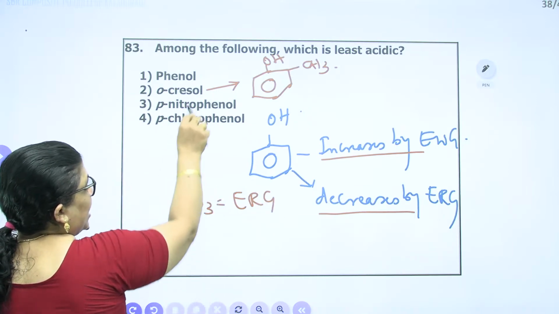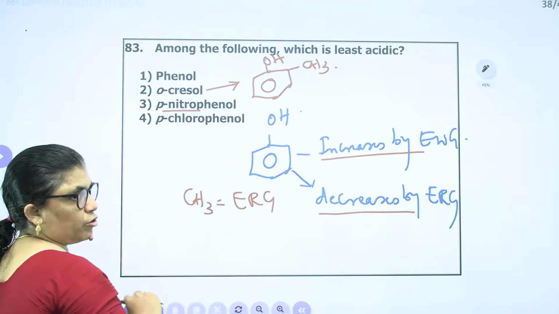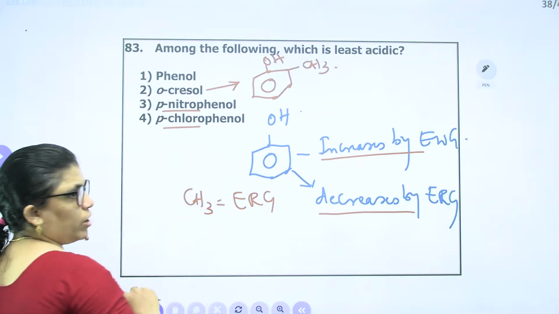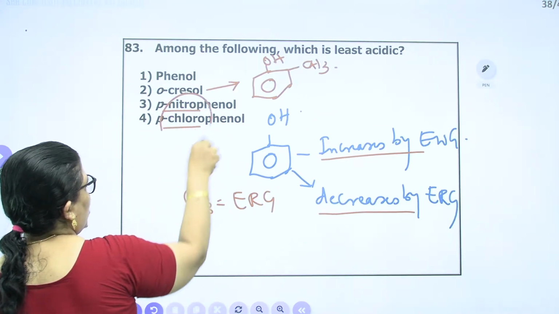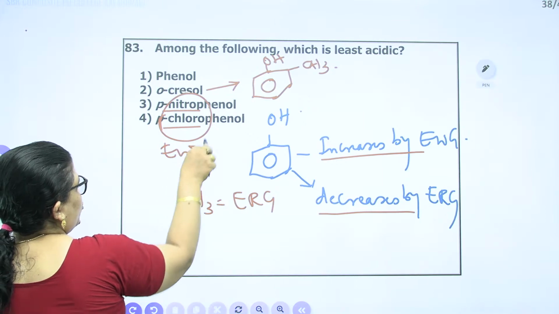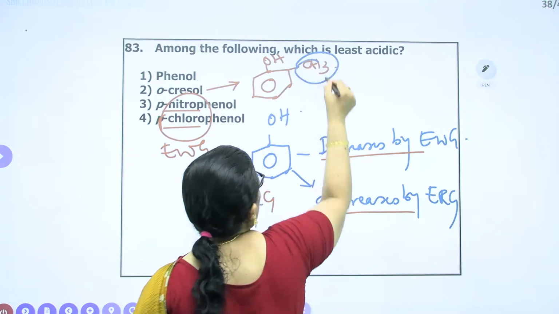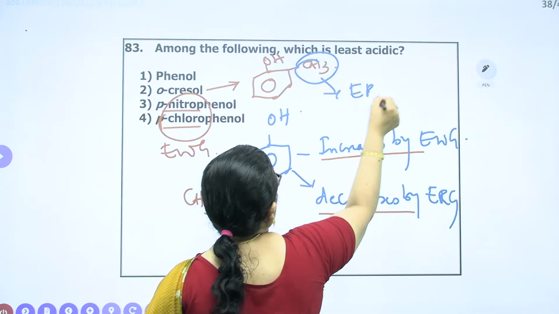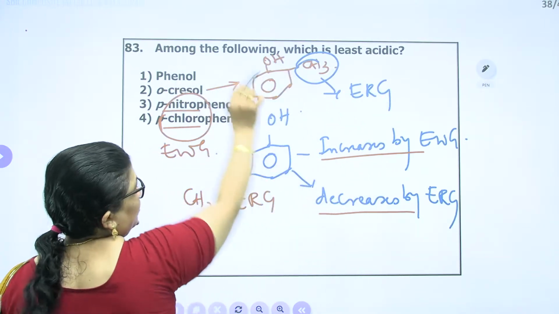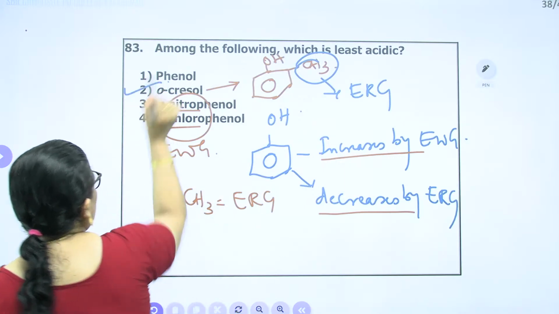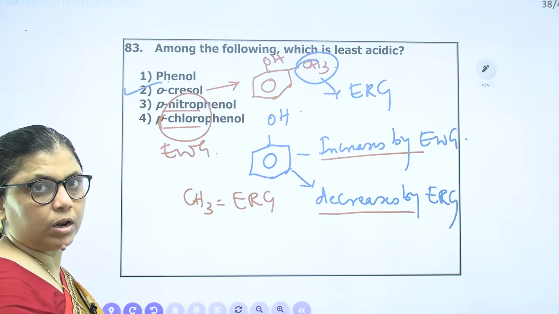Para-nitrophenol has a nitro group, which is an electron withdrawing group. Chloro is also an electron withdrawing group. These two are electron withdrawing groups, whereas in cresol, the methyl group is an electron releasing group. They are asking for the least acidic. That's why the answer is the second option, ortho-cresol.